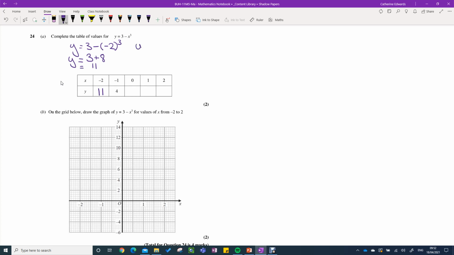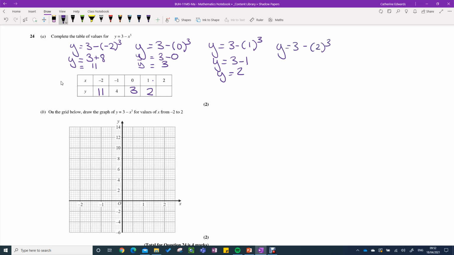Then your next one, y equals 3 minus 0 cubed. Well, that's just 3 minus 0, so it's 3. So y equals 3 here. Your next one, your x is worth 1. So you're going to write y equals 3 minus 1 cubed, which is y equals 3 minus 1, y equals 2. And your last one, y equals 3 minus 2 cubed, which is going to give you y equals 3 minus 8, y equals minus 5.